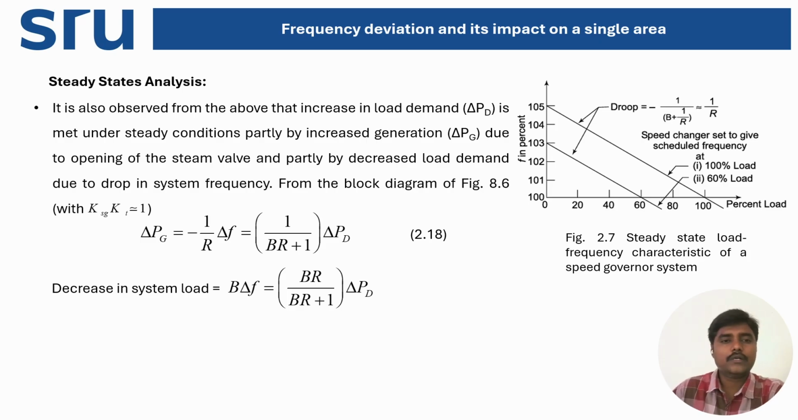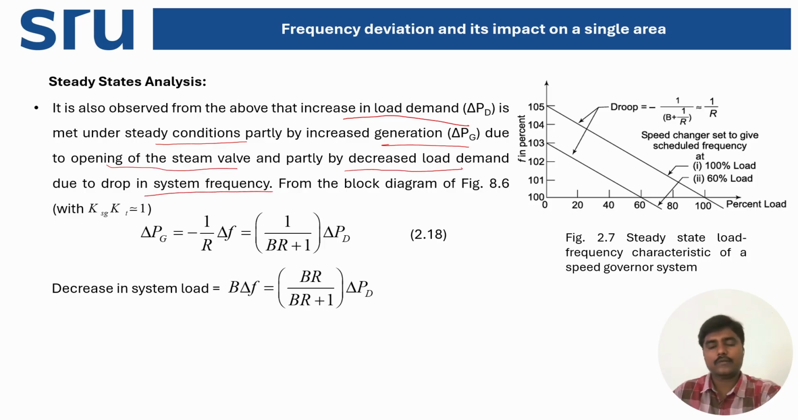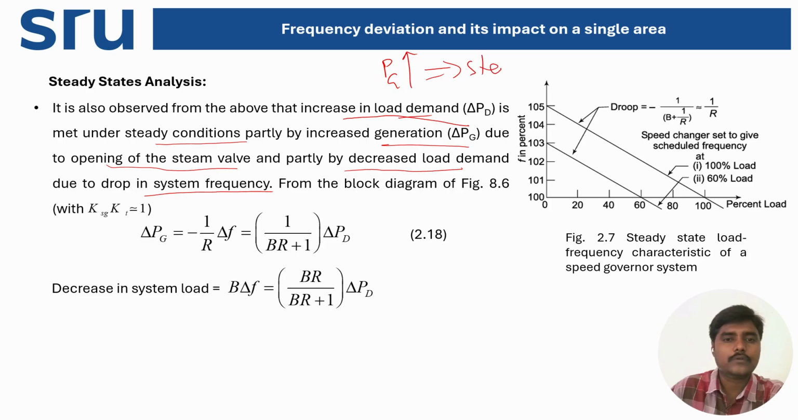It is also observed from the above that the increase in load demand is met under steady conditions partly by increased generation due to opening of the steam valve and partly by decrease in load demand due to the drop in system frequency. In deriving this equation, we have considered that the load demand is changing. Whenever the load demand changes, you have to meet the increased demand by increasing the power generation. That power can be increased by increasing the steam input, by opening the steam valve with the settings of the speed governor.